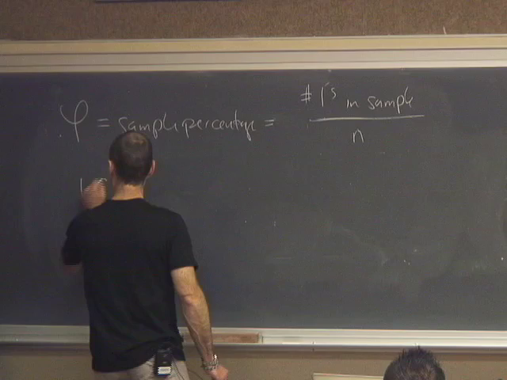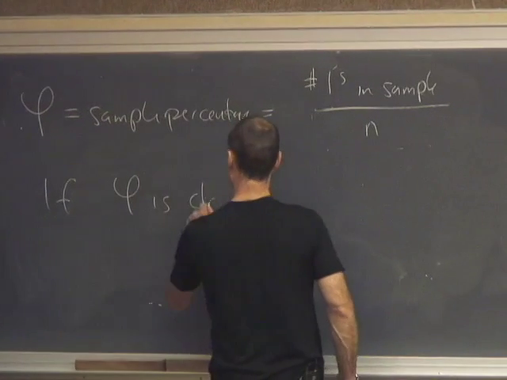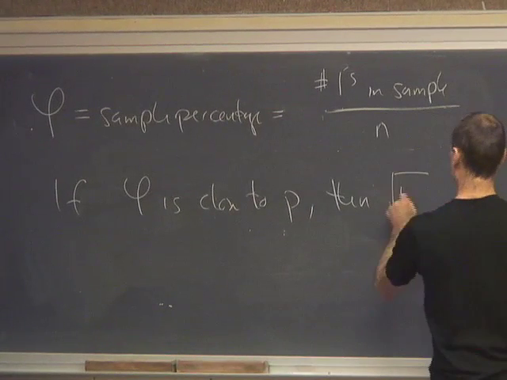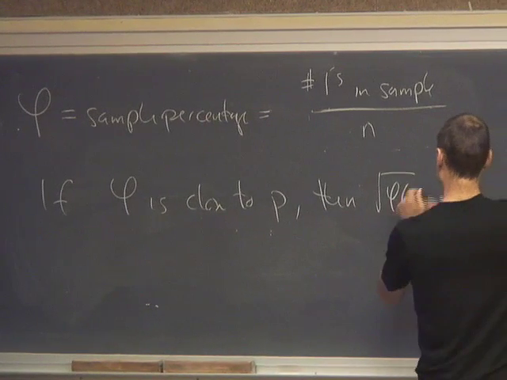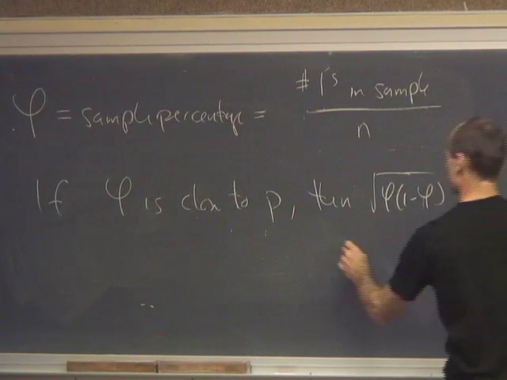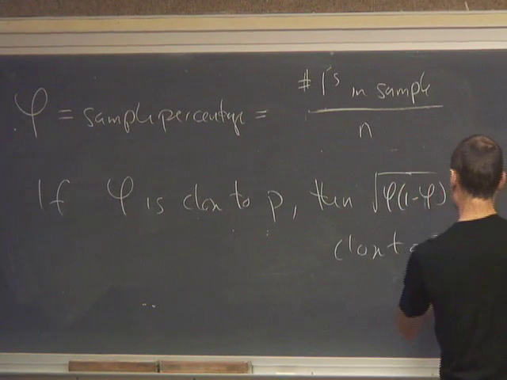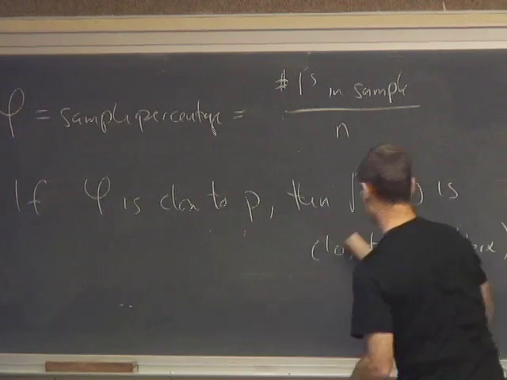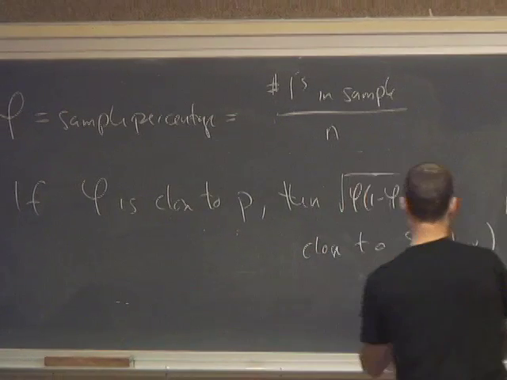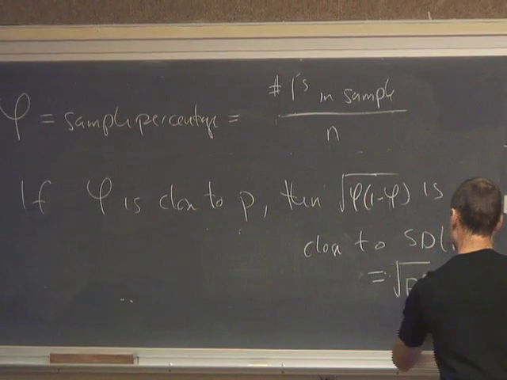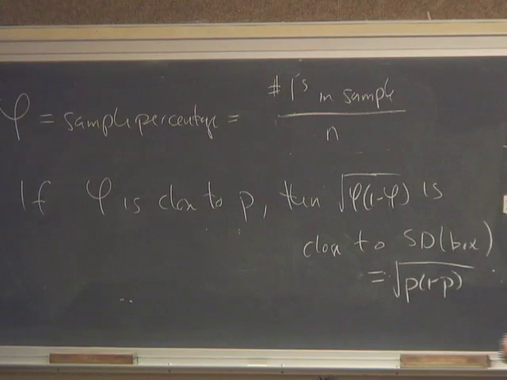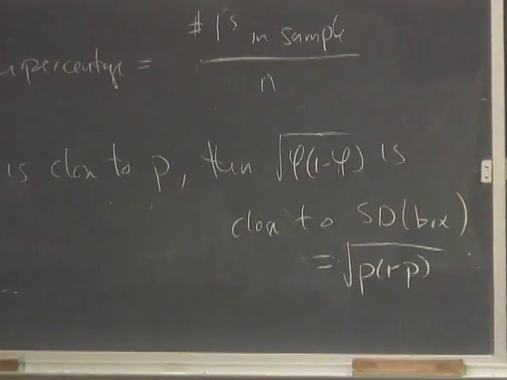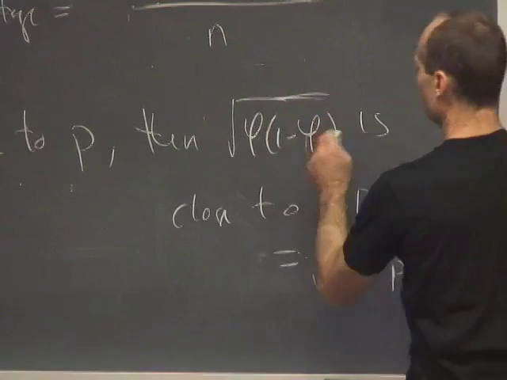And if phi is close to p, then the square root of phi times 1 minus phi is close to the SD of the box, because the SD of the box is the square root of p times 1 minus p. So this number is called the bootstrap estimate.